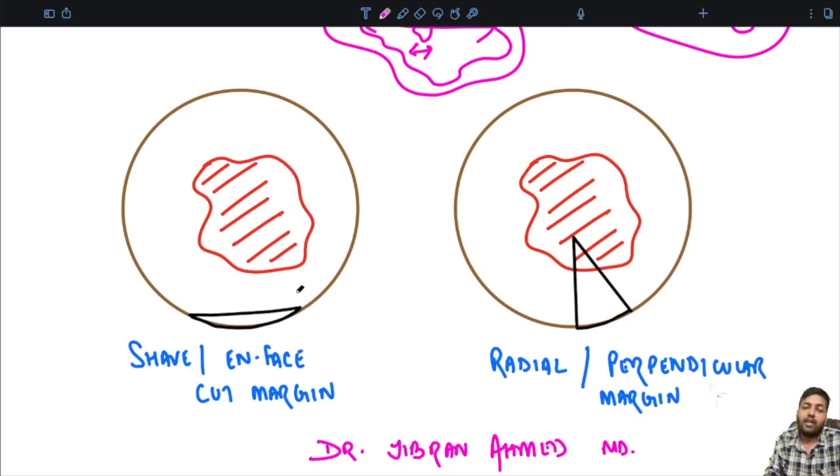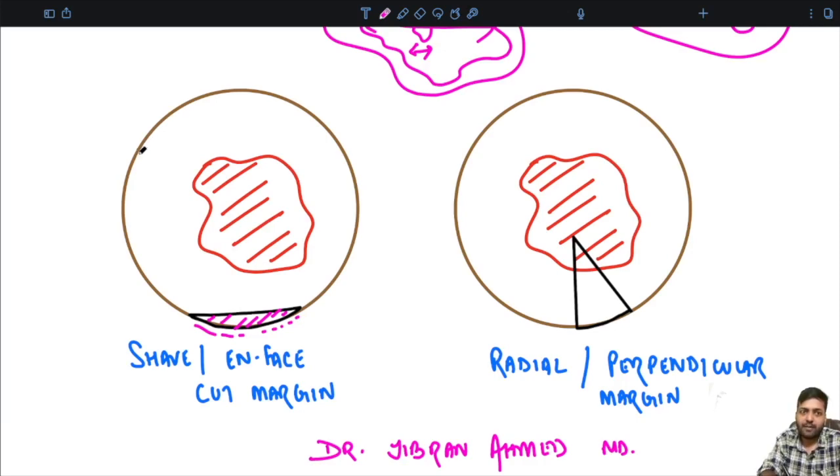So when the tumor is very far from the margin, we take a shave margin just like this, as we can appreciate over here. This is called a shave or en face margin. This portion is inked, and the inked part should always be embedded in such a way that when you are taking the sections, it should face first. Because if the tumor is present, it should be detected from the most outer portion to the inner portion. Why is this important?